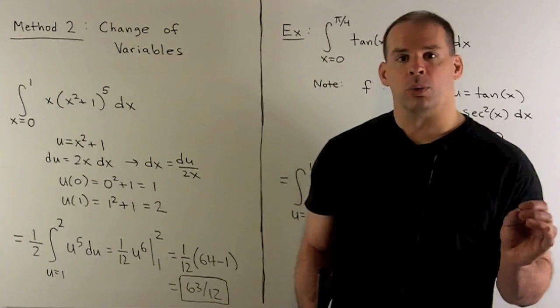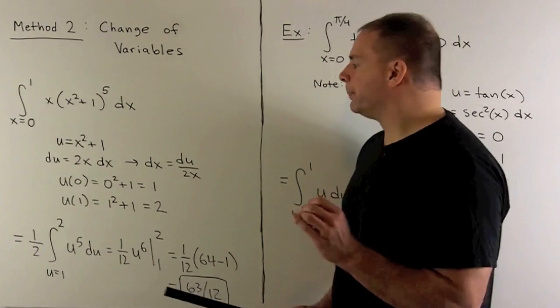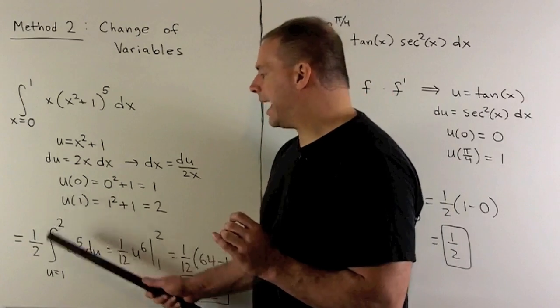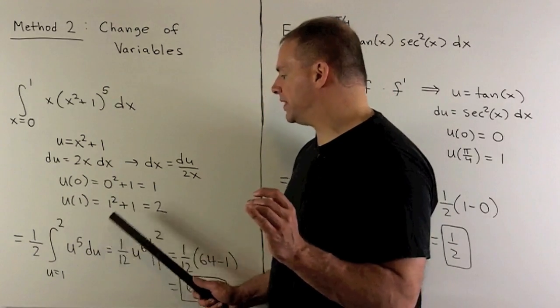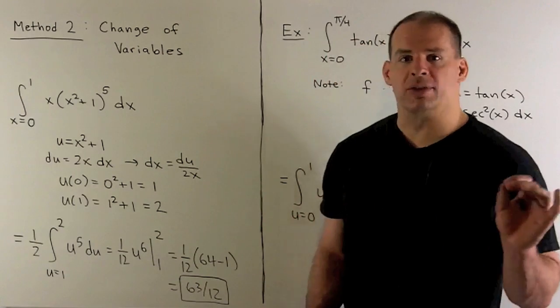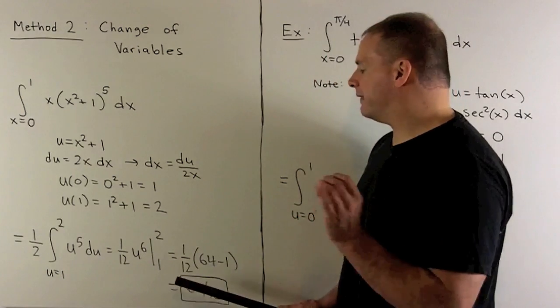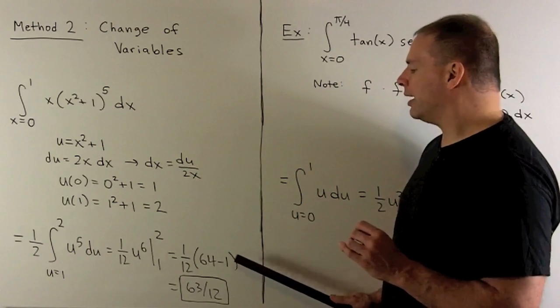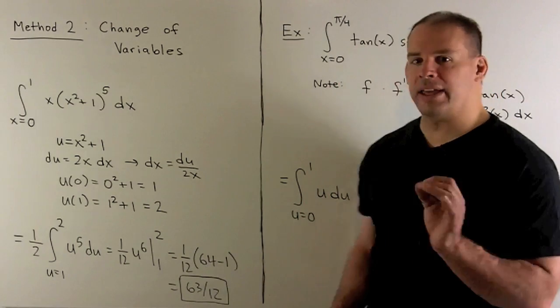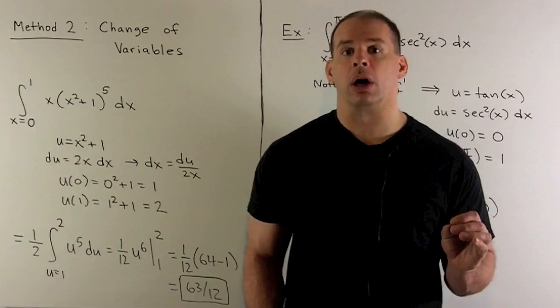So we change everything over to u, and what do we get? From before, we had 1/2. Now it's the definite integral from 1 to 2 of u to the 5th du. The same work gives me 1/12 u to the 6th. We evaluate at 1 and 2. It's going to give me 64 minus 1, and then there's a 1/12 in front, and I get the 63 over 12 that we had before.